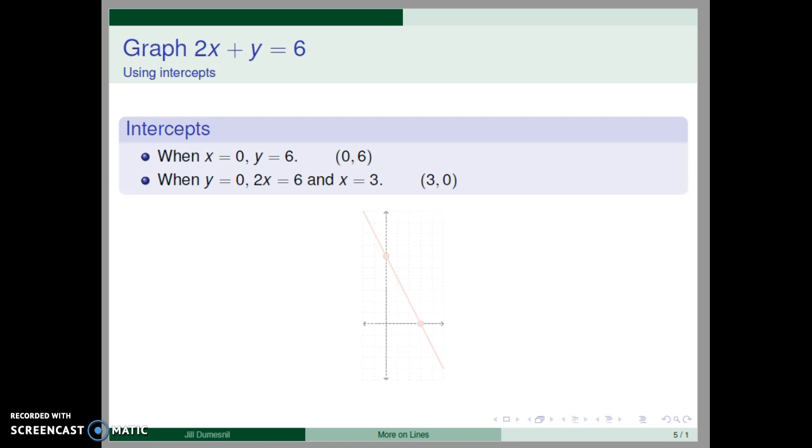To graph the line, we first draw our coordinate axes and mark a grid or scale. We plot the point (0, 6), plot the point (3, 0), and connect them with a line that extends beyond the points to indicate that the line continues.